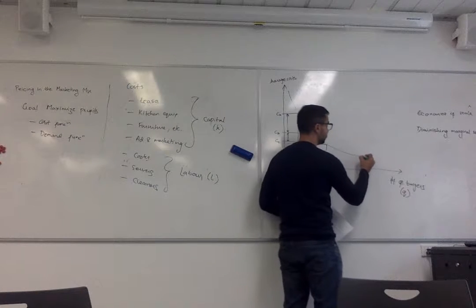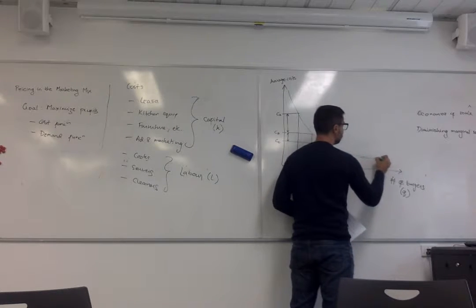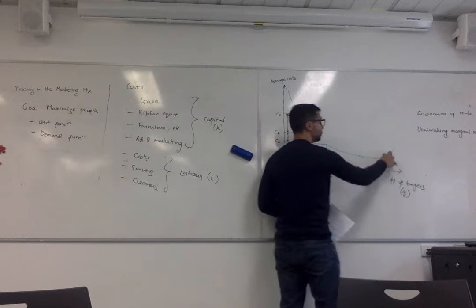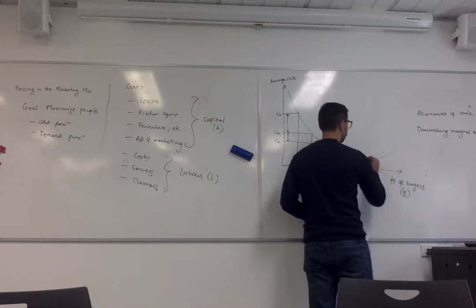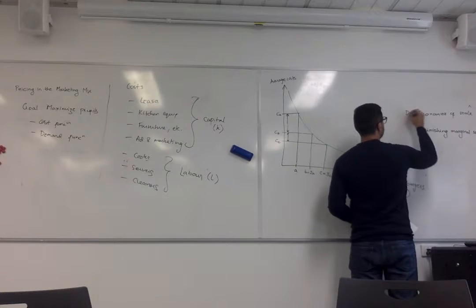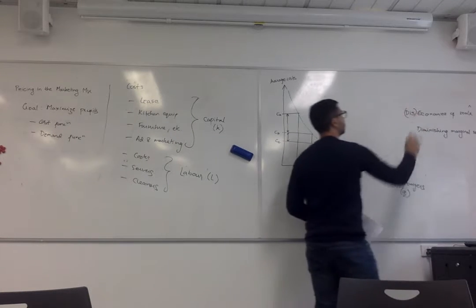Eventually, what will happen is, because of these same inefficiencies that I talked about, your average costs will start to increase. And at that point, we say that diseconomies of scale have set in.